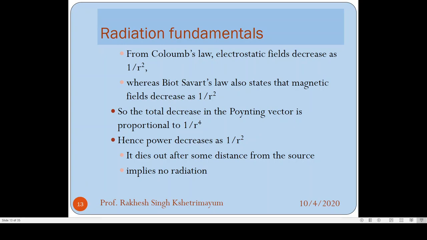Now the area of that giant sphere we have considered is 4 pi r square. When you multiply the Poynting vector with the area, you get the total radiated power from that source at that distance r. So the total radiated power for any value of r is decreasing as 1 by r square. If the total radiated power is decreasing as 1 by r square, this power will die out after some distance. If the power dies out after some distance, it won't be able to reach infinite distance. So the waves radiated from the source won't be able to reach far off distances. That means you don't have proper radiation now. After some time, the fields will die out.